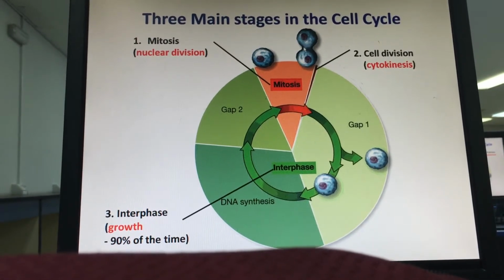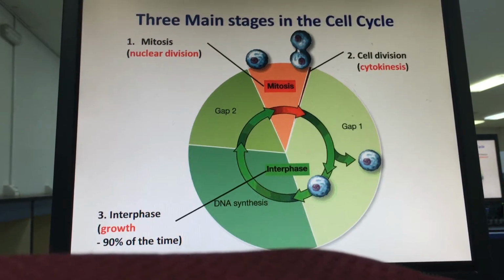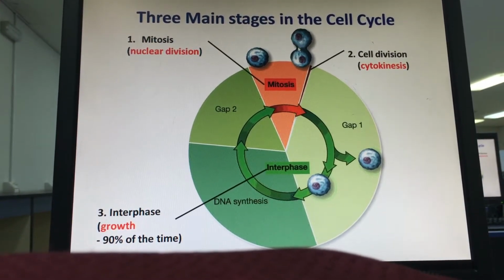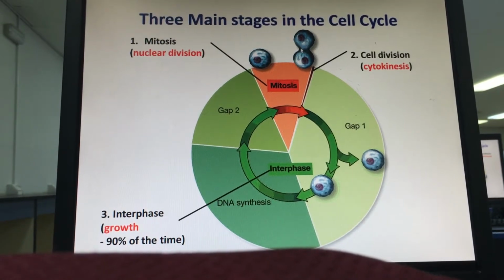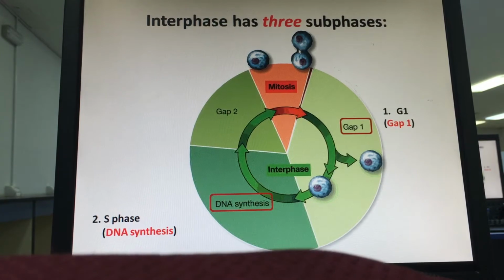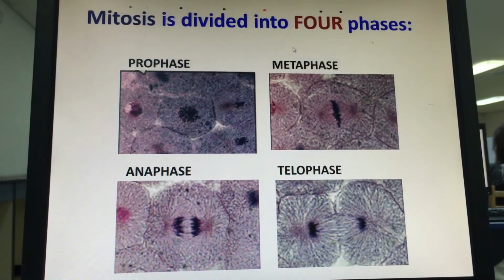As you can see, most of the time in the cell cycle, 90% of the time, is in the interphase stage, which is the stage of growth and functionality of the cell. Same, the first gap, the S phase, and the second gap, followed by mitosis.